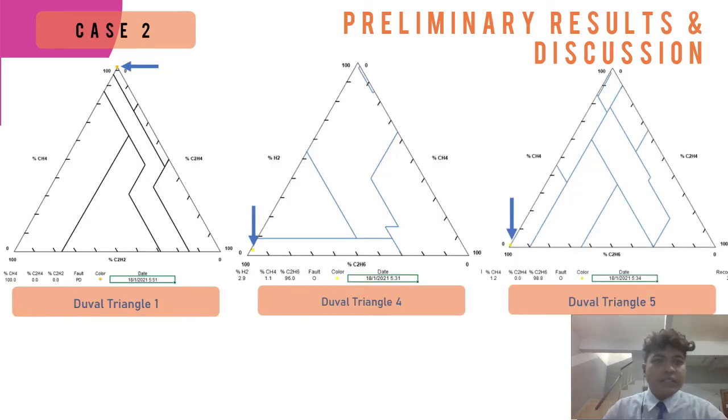This is the result obtained for case 2. For case 2, Duval triangle 1 indicates the fault is PD, partial corona discharge. For Duval triangle 4, the fault indicated by DT4 is O, which is overheating. You can see that the plot is here. Using triangle 5, DT5, the fault is also O, overheating.